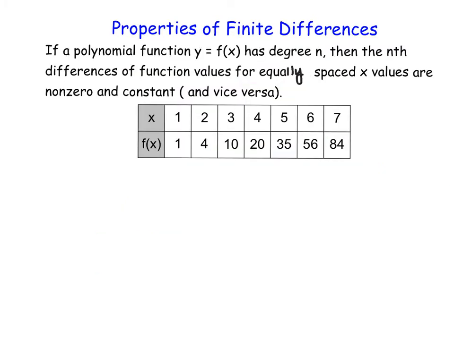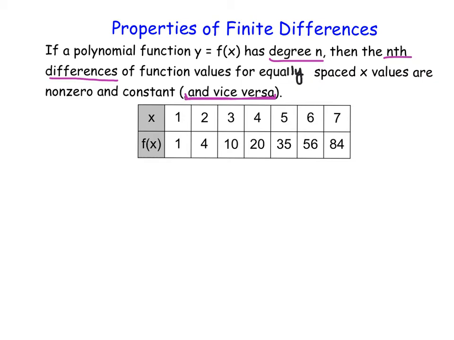What's really cool about finite differences is there's actually a pattern between finite differences and the type of equation that we have. I'm going to show you here how we can use finite differences to determine what degree our polynomial actually is. Here it states that if a polynomial function f of x has degree n, then the nth difference, so that means you can go first difference, second difference, third difference, fourth difference, of the function values for equally spaced x values are going to be non-zero and constant. On the last slide, that was when we saw 2, 2, 2, 2. The reason I wrote "and vice versa" here was simply to give myself more space.